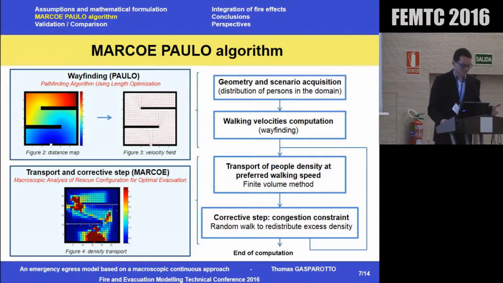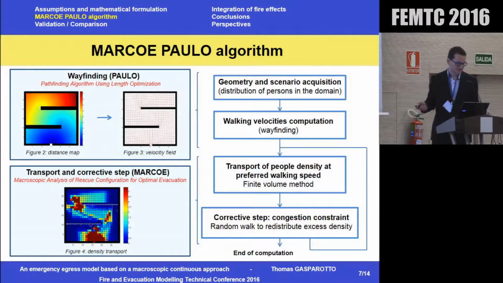I call the second step of the algorithm macroscopic analysis of rescue configuration for optimal evacuation, which consists in transporting people density at preferred walking speed with a finite volume method. And this transport of people density can lead numerically to situations where we have a density excess in some cells. So I introduced a corrective step to redistribute the density excess from saturated cells to neighboring cells to satisfy the congestion constraint, the critical density.